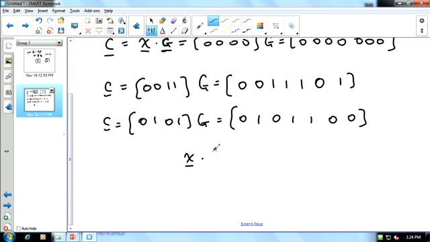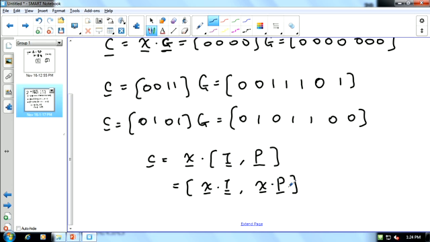we will have X times [I P], okay? So if we do matrix multiplication, our code word will be X times I and X times P. Any matrix times the identity matrix will be itself, and then we will have X times P here. Which means for the code word, the first k bits will be exactly the same as our original information, and the remaining n minus k bits are actually the parities of those first k bits.